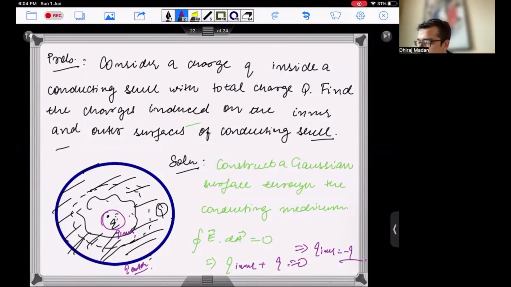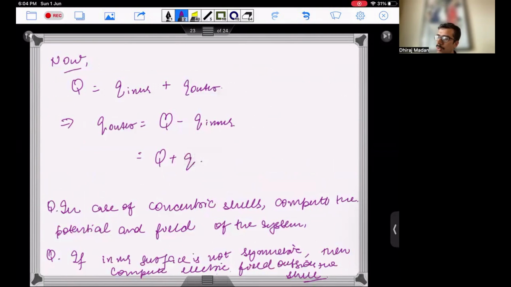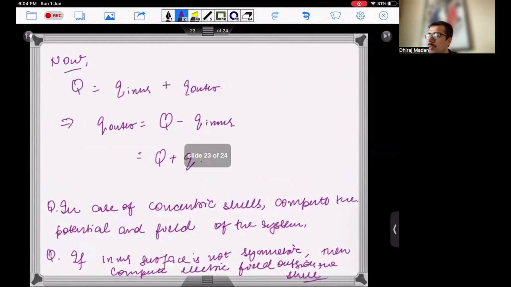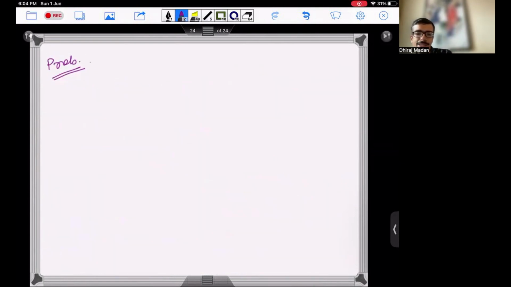But what if there is a charge small q inside the cavity? Then essentially there is a charge induced on the inner surface which is minus q, and the net charge induced on the outside surface is capital Q plus small q. So this is minus q, this is capital Q plus small q. The total is capital Q. Now what if we extend the logic to having multiple such shells? So let's try this out.